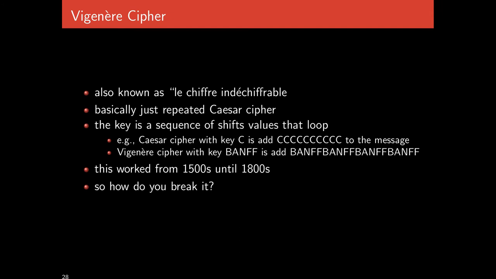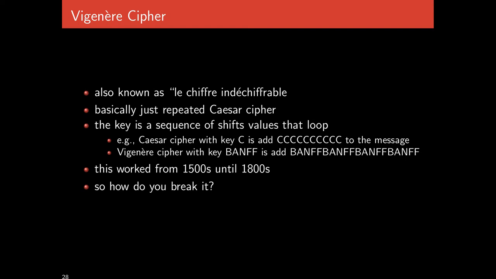Next, we have the Vigenère cipher. This is also known as le chiffre indéchiffrable, and it's basically just a repeated version of the Caesar cipher. So this was military-grade encryption in Napoleon's time. It was widely used for hundreds and hundreds of years until the 1800s, when it was broken by cryptanalytic thought. However, before then, it was actually regarded as a great way to encrypt data. It wasn't as trivial to break as the Caesar cipher.